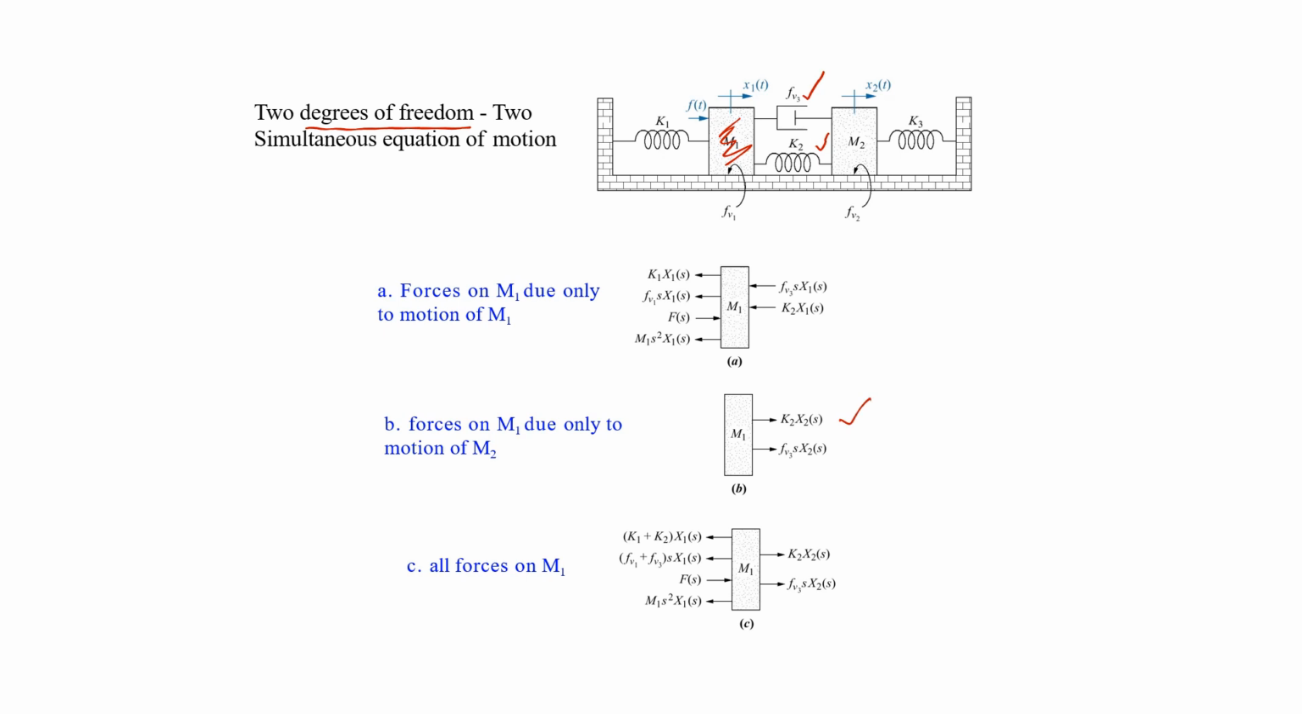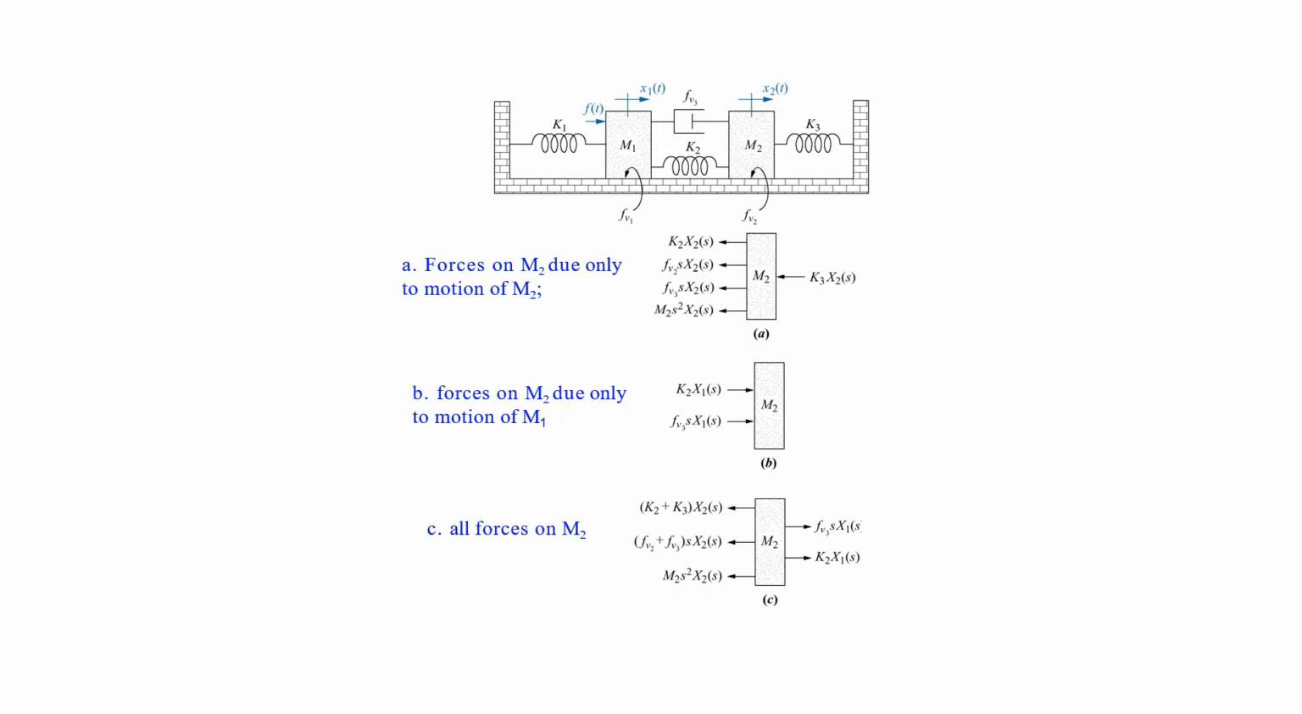And after we have noted down all of the forces acting on m1 due to m1 itself and due to the motion of m2, we will now combine all of these forces, and all of these forces in figure A and figure B are now combined into figure C. Now we will find the free body diagram for the mass m2. Again, we will follow the same procedure.